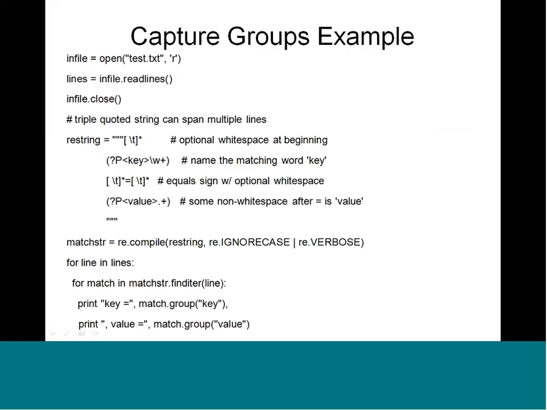So again we define an in file where we open test.txt as read only, and then we define all the lines, where we read the lines, using the method for reading the lines from the in file, and then we close that particular file.